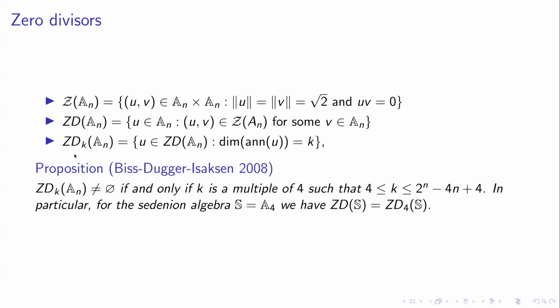Well, this CD of K is the zero divisor whose annihilator has dimension K, and this proposition describes which values of K are possible, I mean, such that we can find some zero divisor with this dimension. It turns out that all the values have to be a multiple of 4 and are bounded by these numbers. But for the sedenion algebra, this is not a problem because all the zero divisors are in the same CD4.